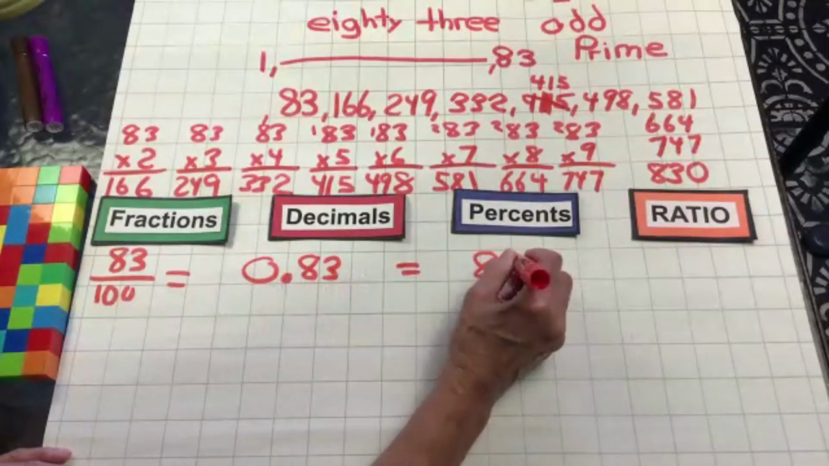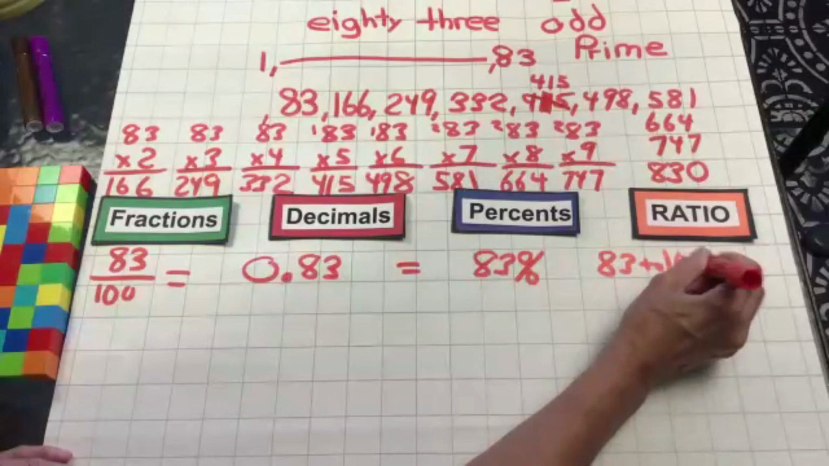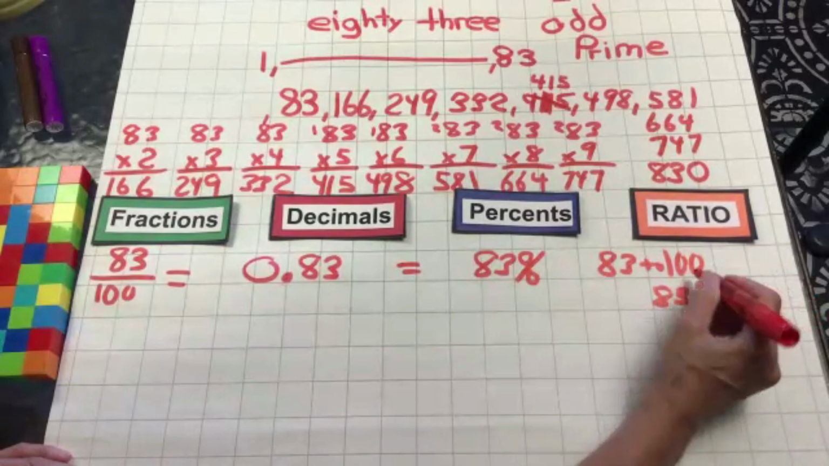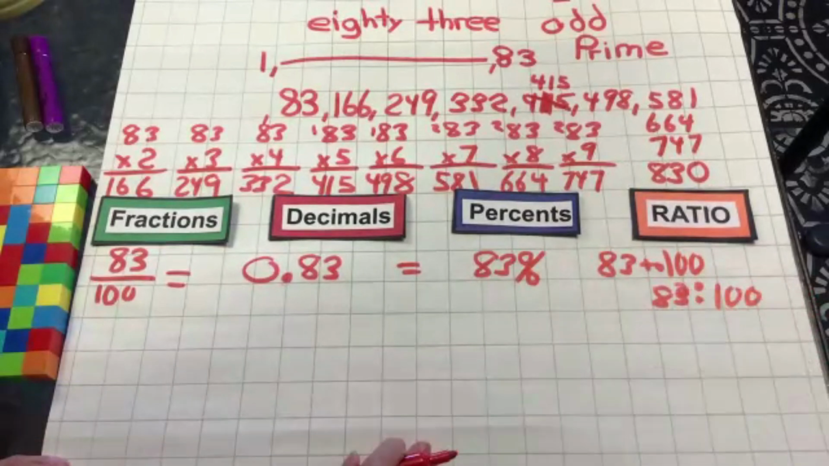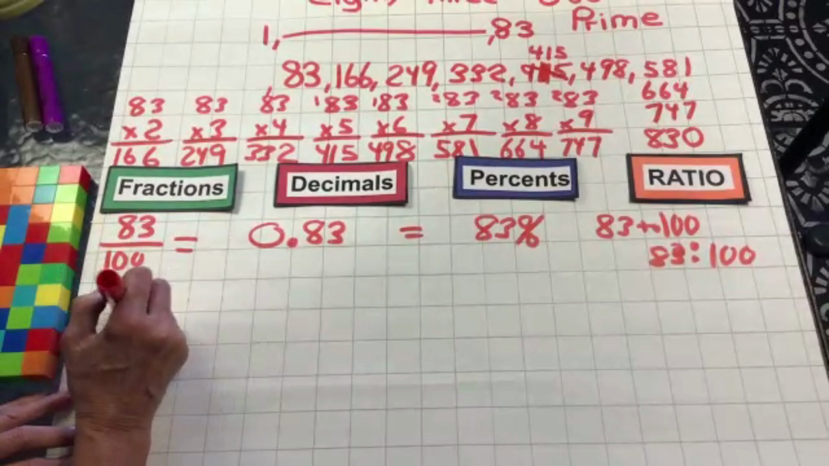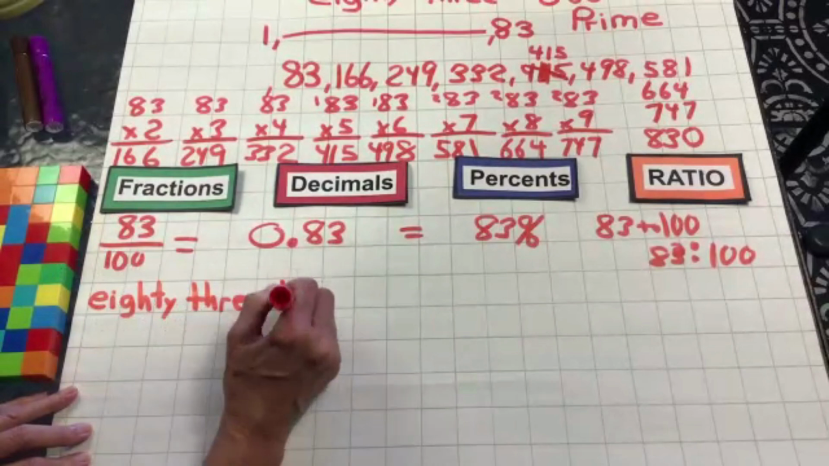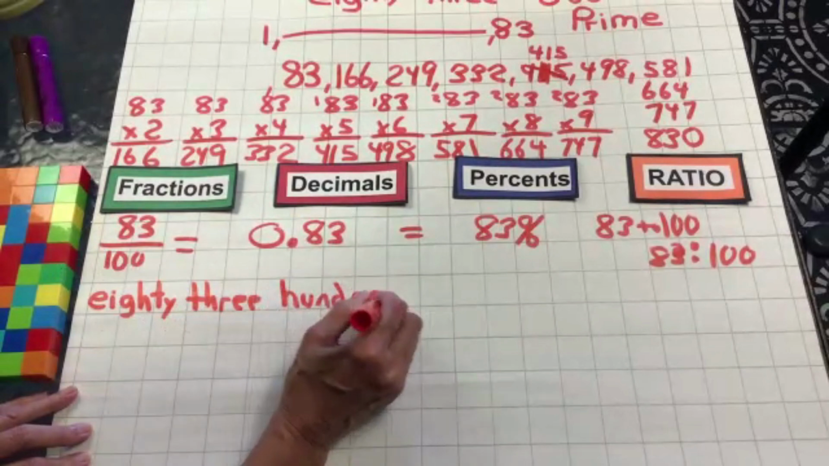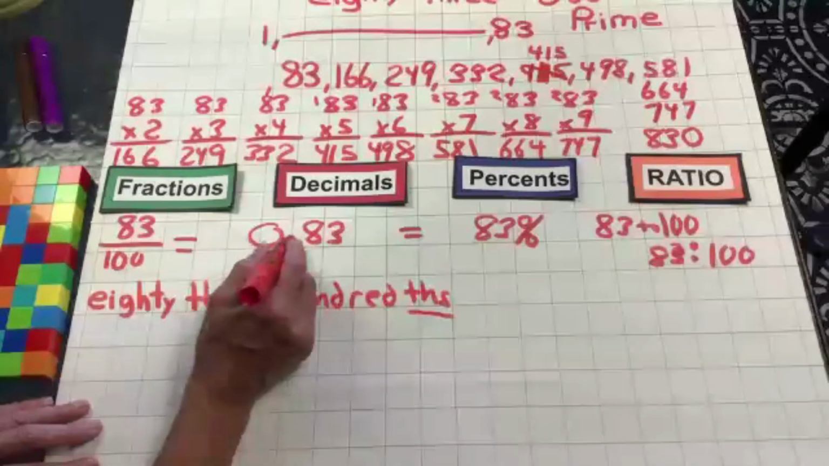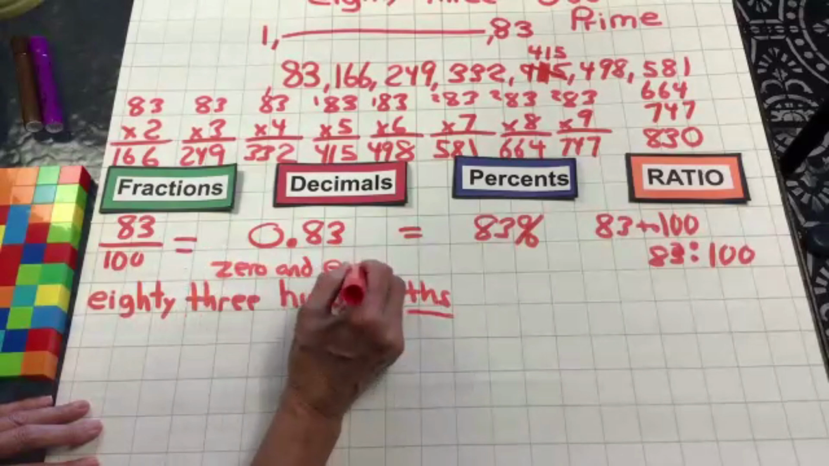Our percent would be 83%. And our ratios are 83 to 100 or 83:100. That 3 is not the best, but you see it. All right, let's write the words here. 83 hundredths, the good old TH, part of a number, fraction of a number. Then our decimal is 0 and 83 hundredths.